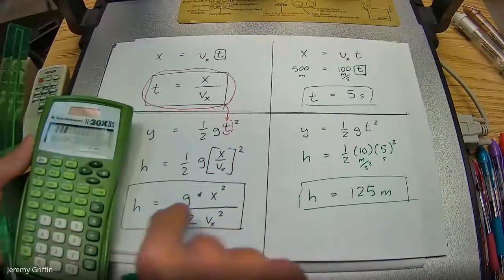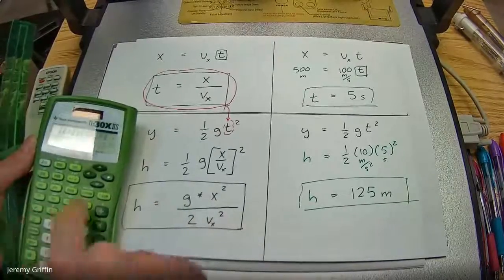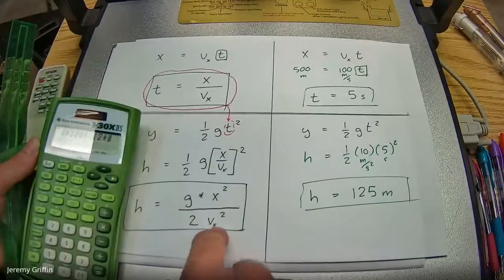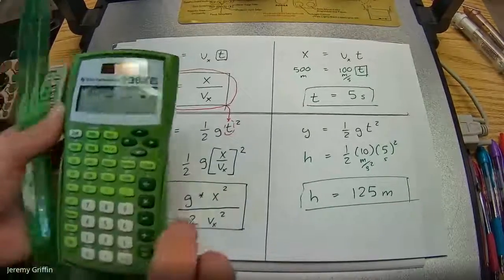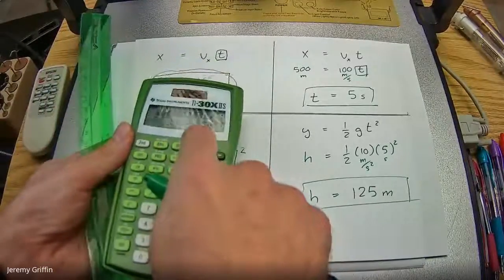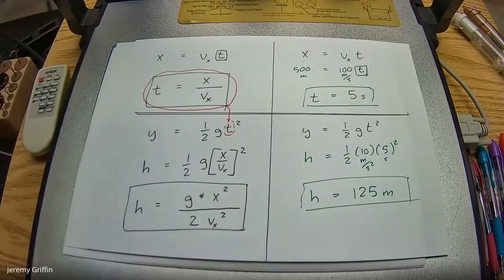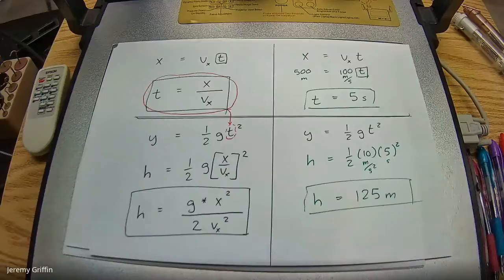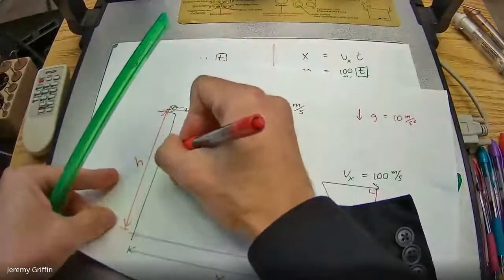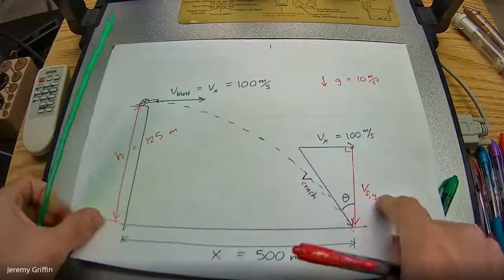I got gravity 10 meters per second squared. It went 500 meters, so 500 squared. Okay. Divide by 2 times the blast speed was 100 meters per second, and square that number. Right. Please come out to 125. 125 meters. Look at that. Checks out. Okay. You guys good? Okay. So now we know the height of that cliff. Right? Guys good?